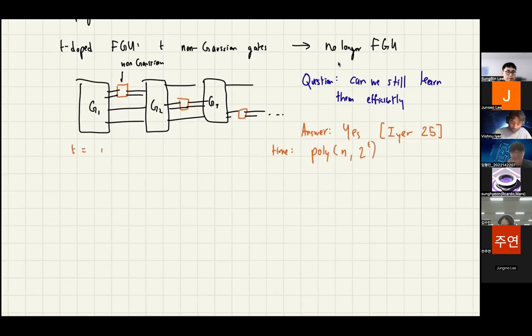What is t? It equals the number of non-Gaussian gates. Actually, I already wrote that here. So the running time scales polynomially in n, and exponentially in t, the number of non-Gaussian gates. Now, in the limited time that I have, I'm going to try to describe how this algorithm works.